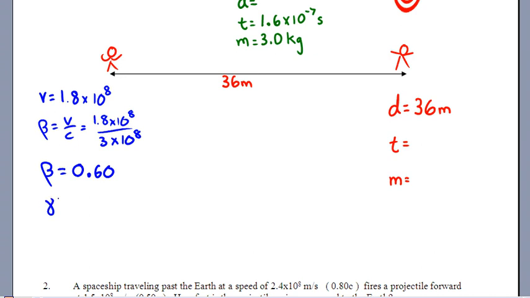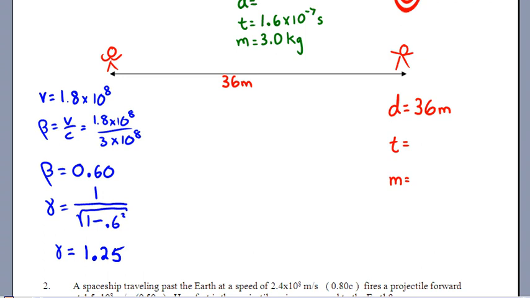The gamma number is the stretching shrinking factor, and it's on the formula sheet. It's 1 over the square root of 1 minus beta squared. So I'm going to go 1 minus 0.6 squared, and it's going to be a number a little larger than 1 when we're done. This particular one happens to be a nice one: it's 1.25, right on the nose. That's the number I can use to stretch and shrink this story around.